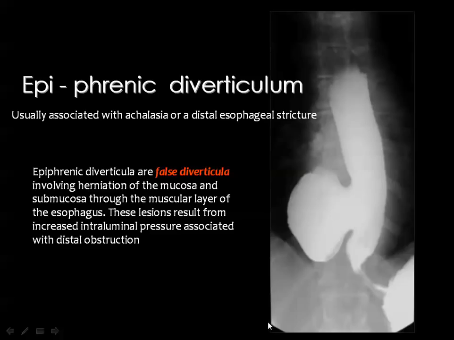containing a barium fluid level. Then you remember that epiphrenic diverticulum is also a false diverticulum, and this is an acquired diverticulum due to increased intraluminal pressure associated with distal obstructive lesions in the esophagus or lower down. Then you see a big diverticulum, and this is not a hiatus hernia, because you can identify that the gastroesophageal junction is well present underneath the diaphragm.